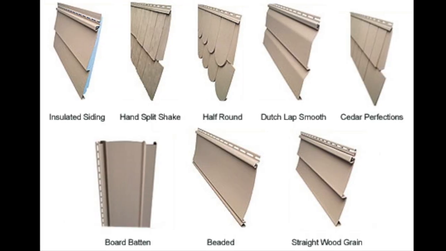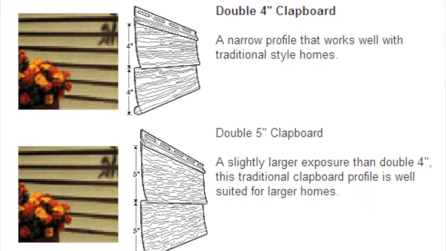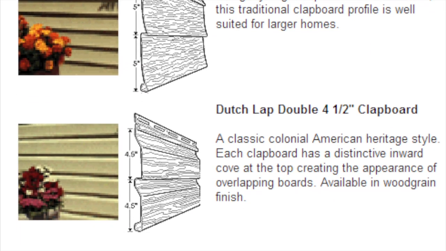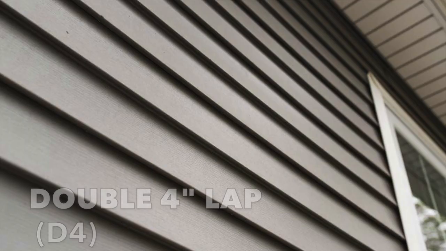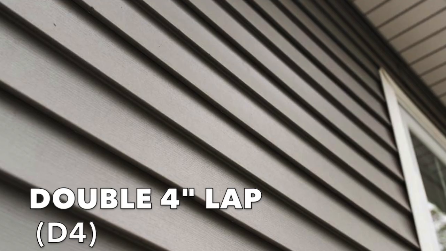In the St. Louis region, most homes use vinyl siding, but you'll also encounter fiber cement and engineered wood. Within those categories, certain profiles are far more common. Double 4-inch lap. This is one of the most frequently seen profiles on homes in older subdivisions and mid-range builds.